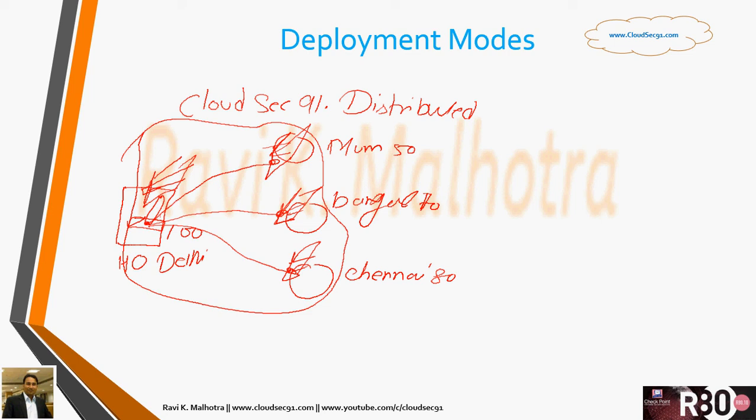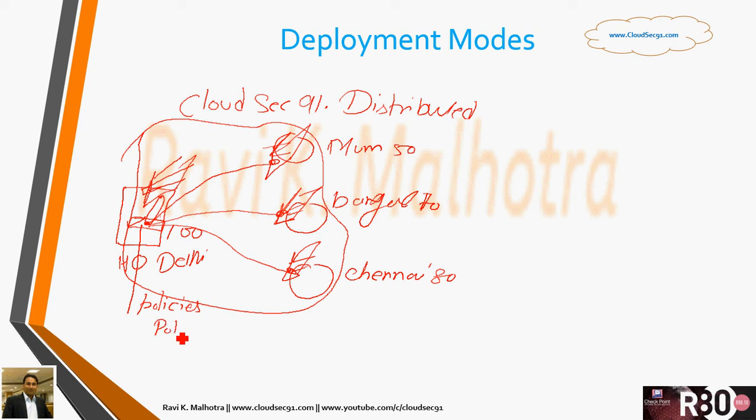Let you have a separate management server and then a separate gateway. So this is a brilliant example of distributed deployment, where you have one management server and 4 gateways. All the 4 gateways are being managed by a single management server. And then, in this management server, you will have different policies, okay?